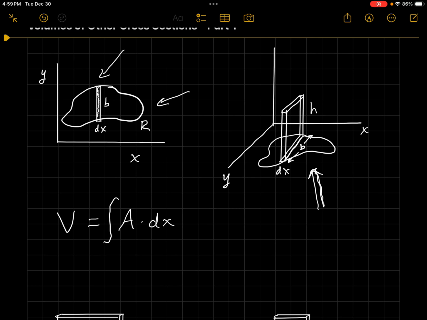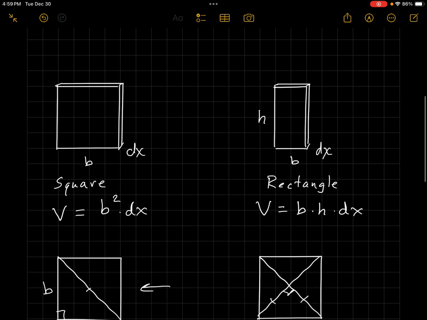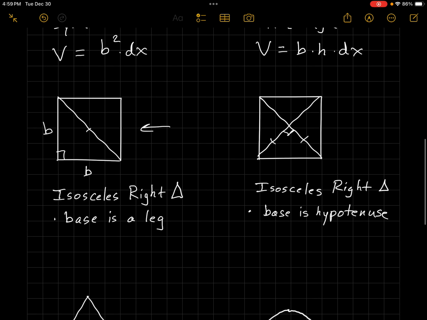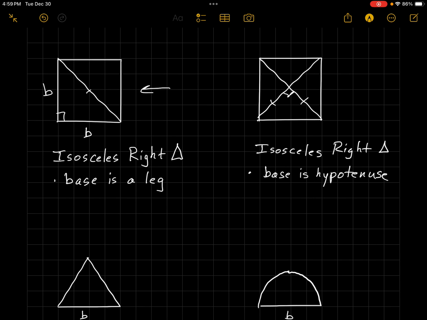So if this is my base over here, and I have an isosceles right triangle that is coming out of the screen, where the base is the leg, then the volume would be exactly 1/2 the area of a square times dx.